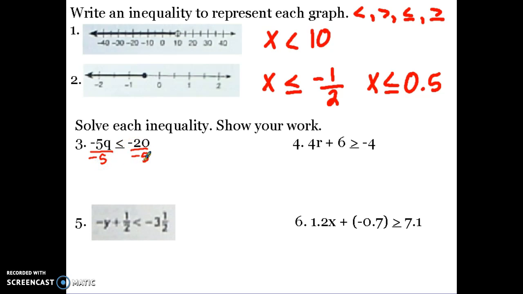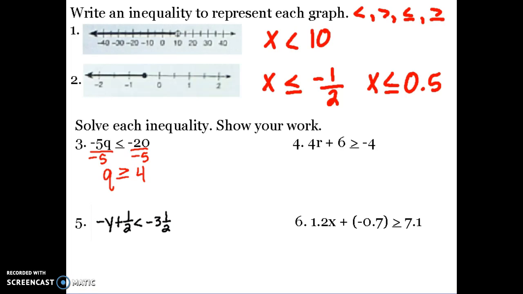Anytime you multiply or divide an inequality by a negative number on both sides of the inequality, you have to flip your inequality sign. So this becomes q is greater than or equal to negative 20 divided by negative 5, which is 4. The reason you flip your inequality sign: this says negative 5q is less than or equal to negative 20. When you divide by a negative on this side, you're changing the sign. This now becomes a positive number. So since you're changing the sign on this side, you're going to have to flip the inequality sign so that it is still a true statement.